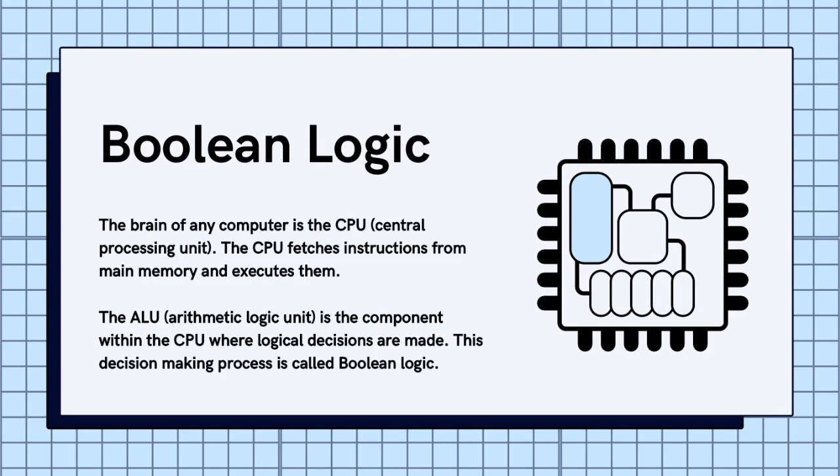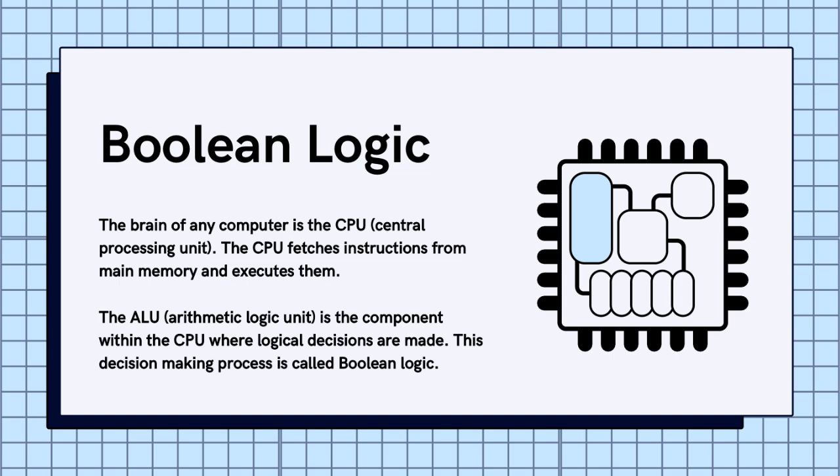At the heart of any computer is the CPU, or central processing unit. This is essentially the brain of the computer. The CPU fetches instructions from main memory and then executes them to perform tasks. Now, within the CPU, there's a critical component called the ALU, or arithmetic logic unit. This is where all the logical decision-making happens.